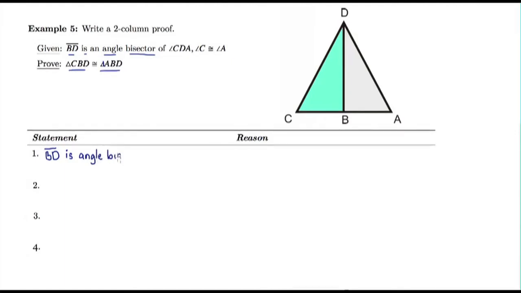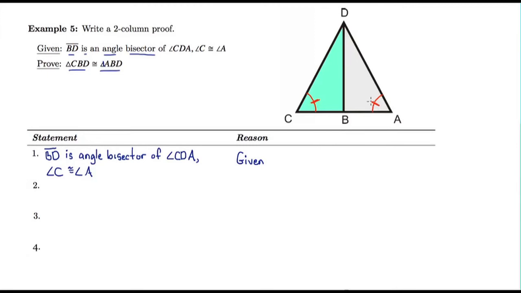Okay, so let's write the given statement here. Segment BD is an angle bisector of angle CDA, and angle C is congruent to angle A. Given. So let's update our drawing here. Angle C is congruent to angle A.